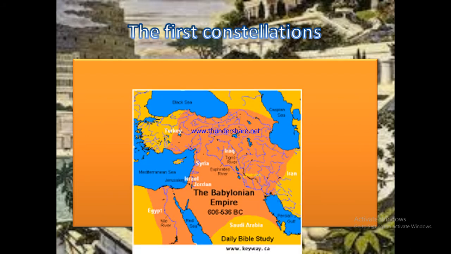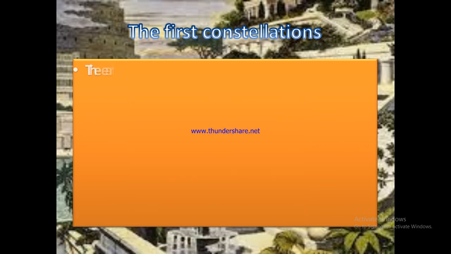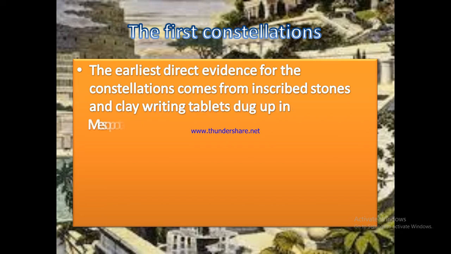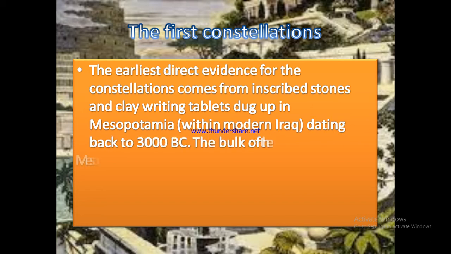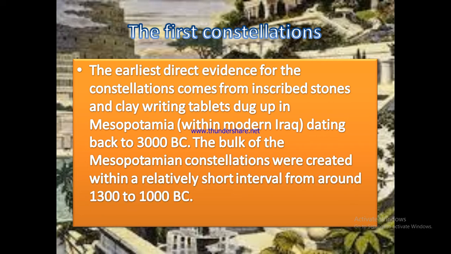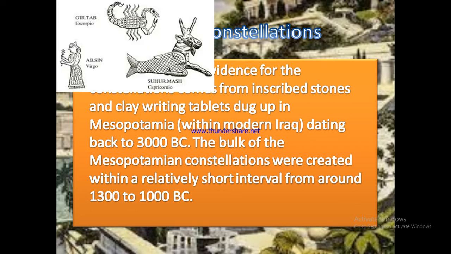The first constellations. The earliest direct evidence for the constellations comes from inscribed stones and clay writing tablets dug up in Mesopotamia within modern Iraq, dating back to 3000 BCE. These are some Babylonian or Mesopotamian constellations.